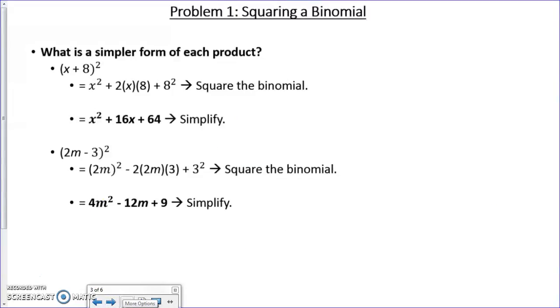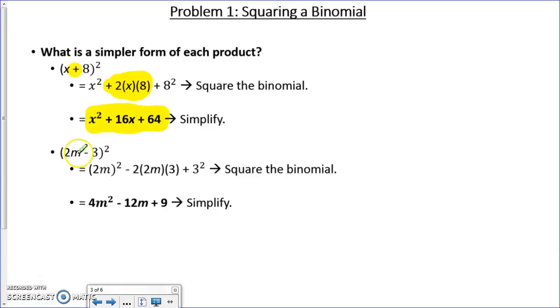Problem 1, squaring a binomial. What is a simpler form of each product? (x + 8) squared. So we see one parenthesis to the second power, we see the plus sign. So this is going to be a squared plus 2ab plus b squared. So square the first term, add, because there's addition here, 2 times the product of the two terms plus the square of the second term, which is 8, which simplifies to x squared plus 16x plus 64.